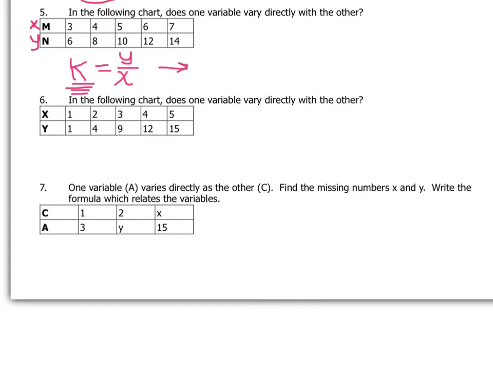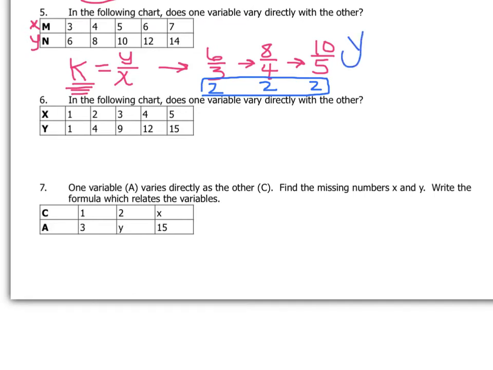So let's go ahead and set one up. We have 6 over 3. We have 8 over 4. And we have 10 over 5. All right, so is there a relationship? Well, if we were to divide 6 by 3, we'd find it was 2. 8 divided by 4 is also 2, and 10 divided by 5 gives you 2. So is there a constant, a relationship that stays the same? Yes. Then the answer would be yes. The variables have a relationship.